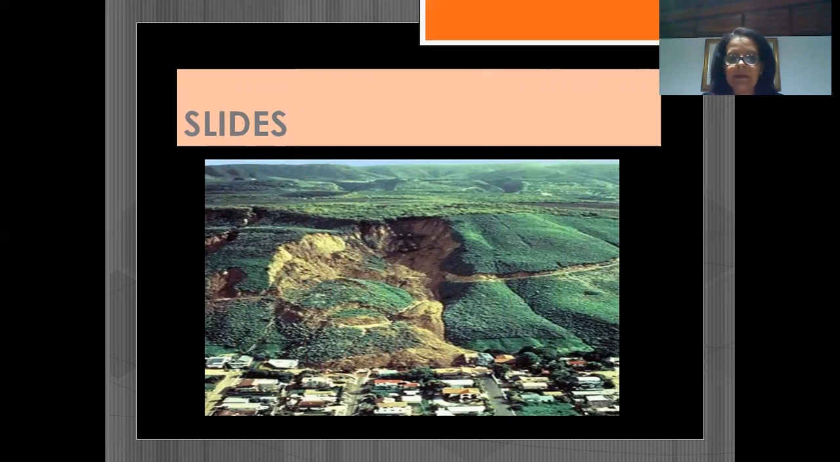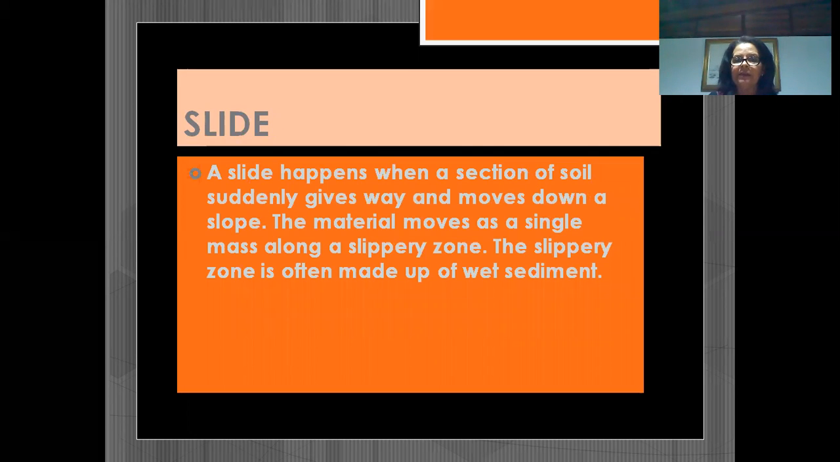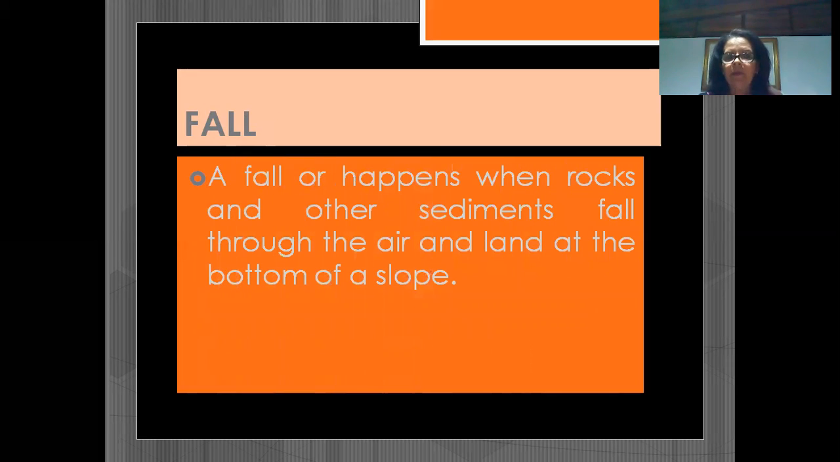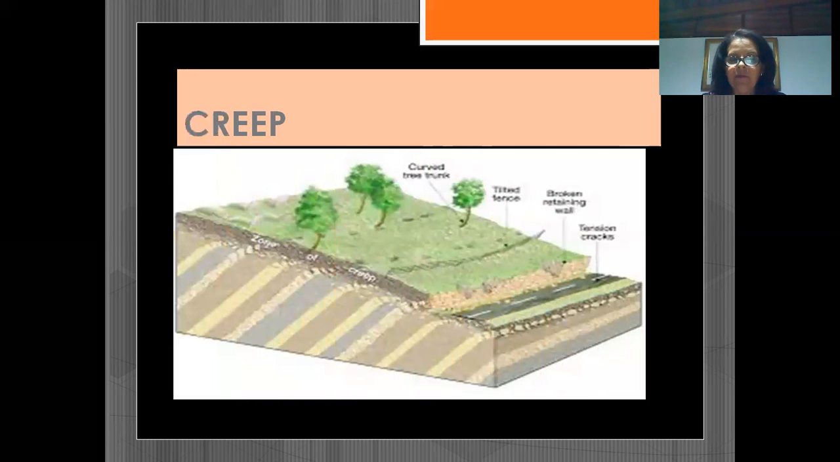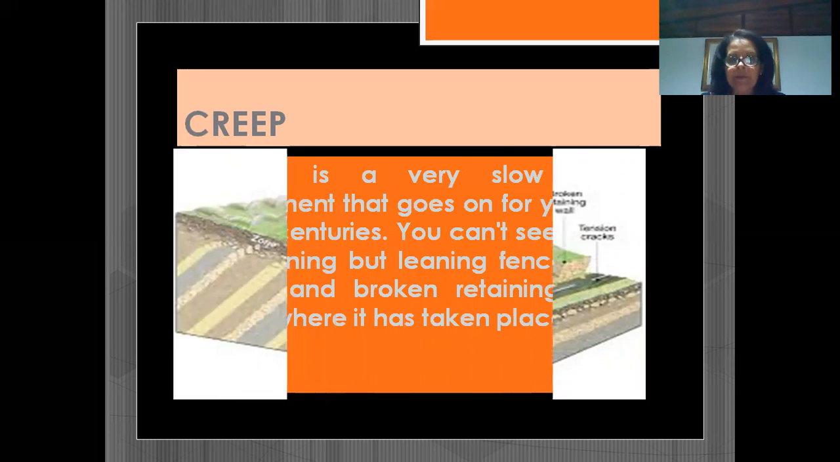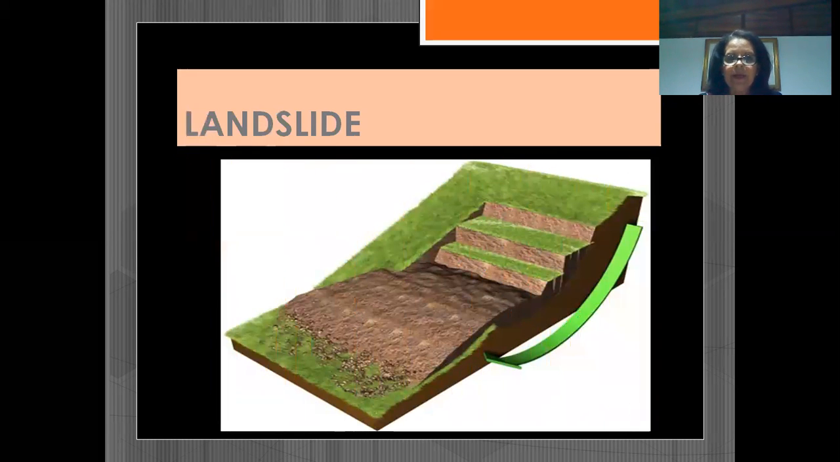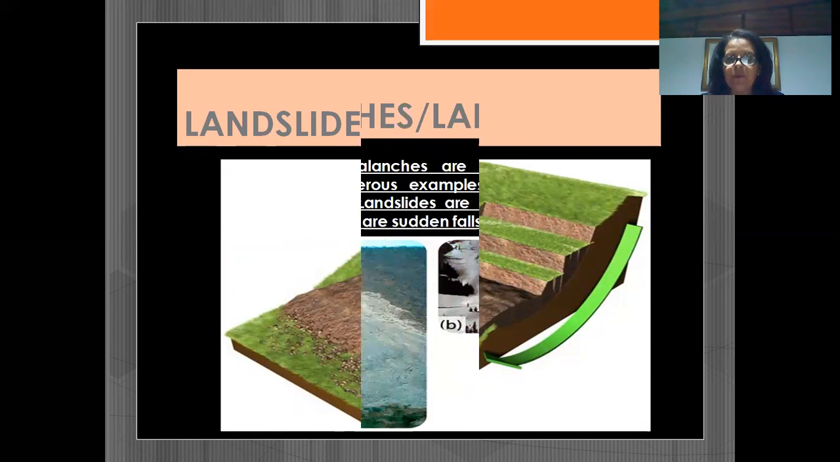When we talk about slides, as we show in the picture, this happens when a section of soil suddenly just drops down, okay, downslope. Then we talk about falls, which is what happens when rocks and other sediment fall into the air and land at the bottom of the slope. And finally, we have what is creep. Creep is a very slow mass movement that goes on for years and years, and then you cannot see it right away. Then we have the landslide.